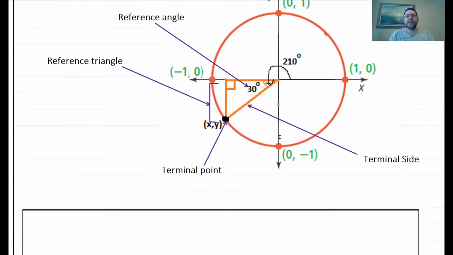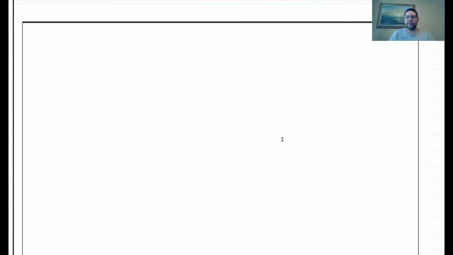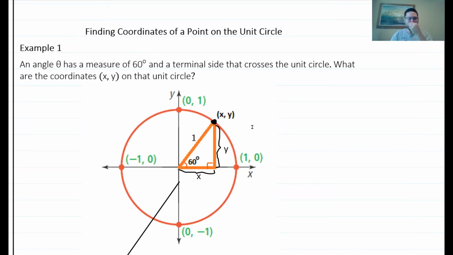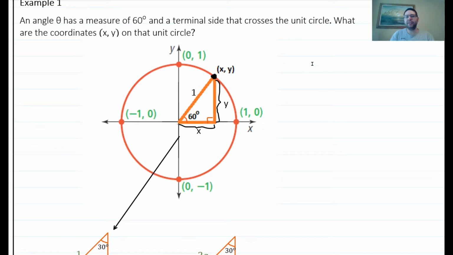All right, so now that we went over a couple of examples of how to draw the reference triangle on the unit circle, we're going to actually talk about how to find the coordinates of a point on the unit circle. Okay, so let's look at our first example. So an angle theta has a measure of 60 degrees and a terminal side that crosses the unit circle. What are the coordinates x, y on that unit circle?